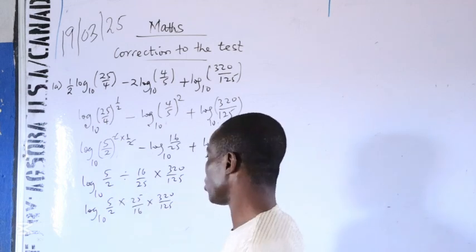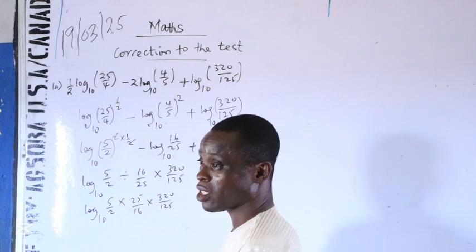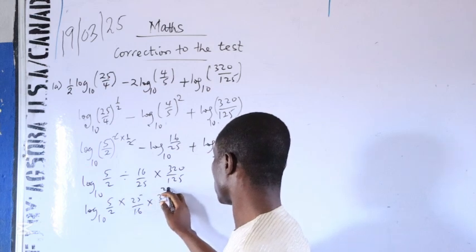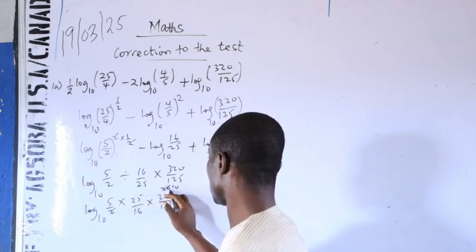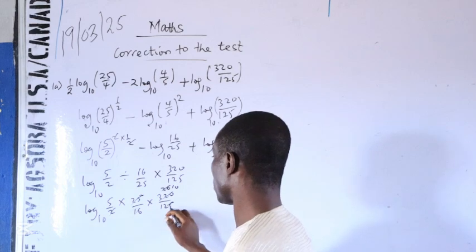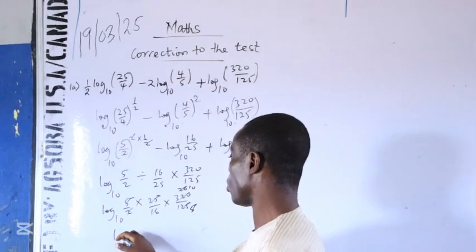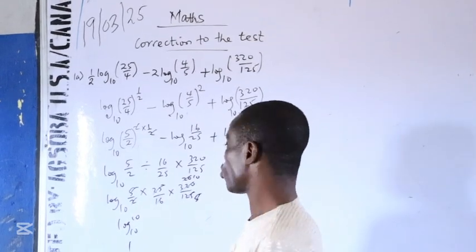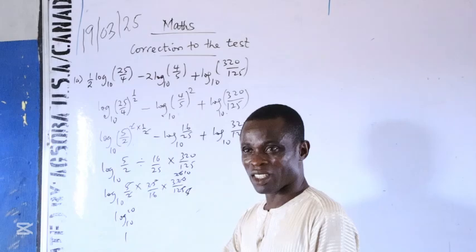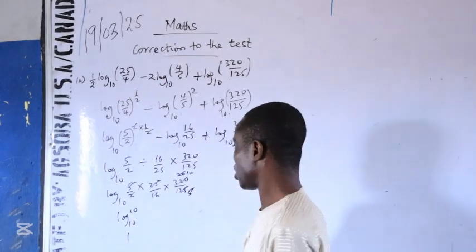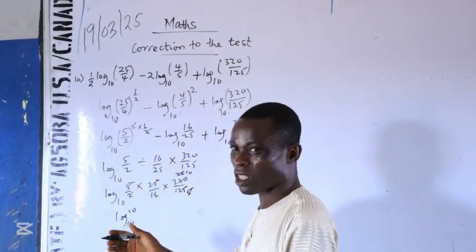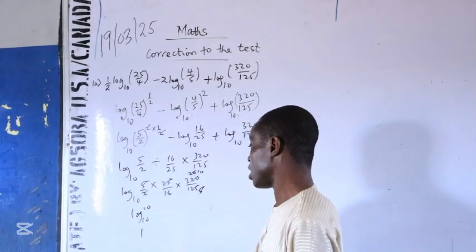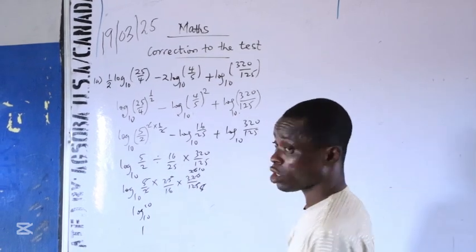Are you there now? Or you can cut it anyway. 16 here 1, 16 here 20, 2 here 1, 2 here 10, 25 here 1, 25 here 5, 5 cancel 5, then we have log 10 base 10, and here is 1. And please, when you cut, don't cut as if you are cancelling something. Some students just cancel it, and the thing looks as if they are cancelling it. Are you with me now? So the answer here is 1, because log 10 base 10 is 1.